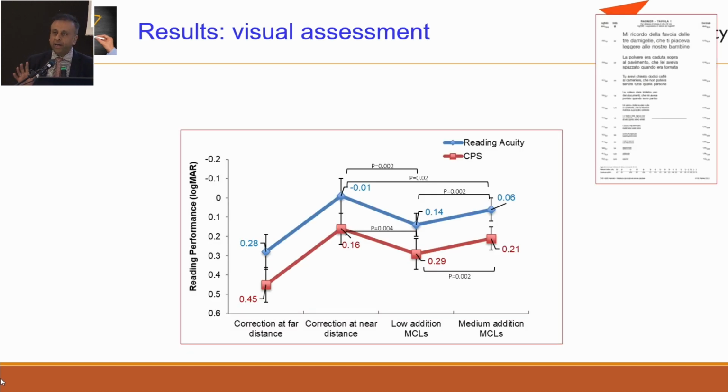This is just to show you the Radner chart, the reading speed and the critical print size. Again, you see the same effect. When they're wearing their distance contact lenses, their reading is very poor. When they're wearing single vision contact lenses for near, their reading vision is good. And then the second best scenario is when they're wearing the medium add in multifocal lenses.